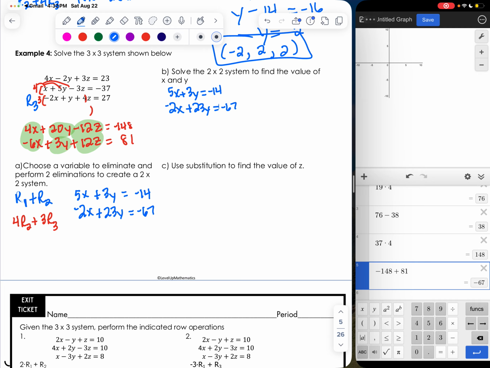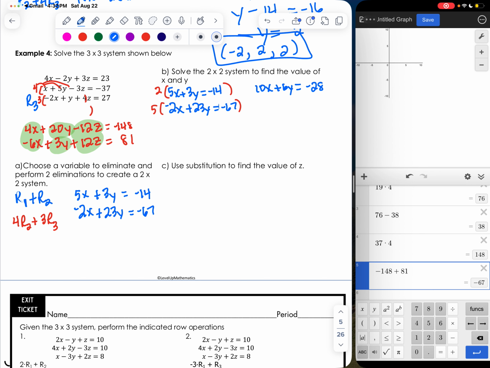Now, I'm going to decide which variable to eliminate. Because I have a positive 5x in row 1 and a negative 2x in row 2, I'm going to try to turn them both into tens. So let's multiply the top by 2 and the bottom by 5 and see what we get. Okay, 2 times 5x gives us 10x. 2 times 3y gives me 6y. And 2 times negative 14 gives me negative 28.